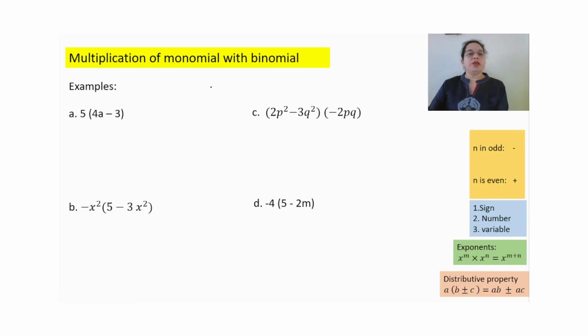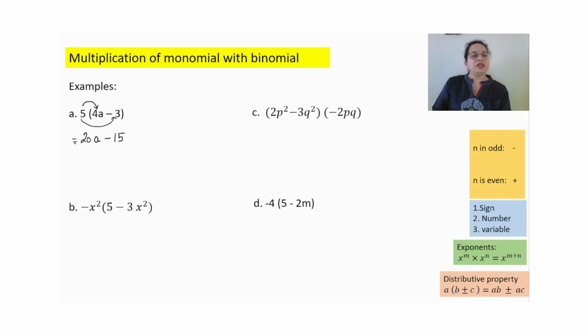Now we will do multiplication of monomial with binomial. Whenever one term is there outside and inside the bracket two terms are there, we use the distributive property. So apart from these three, we will use the distributive property also. How to use this distributive property? We will multiply these two and then we will multiply these two. So 5 into 4a will give you 5 4s are 20a. Whatever sign is there, we write down this sign. 5 3s are 15.